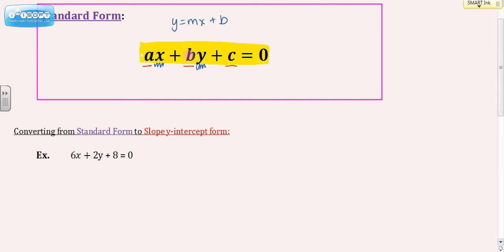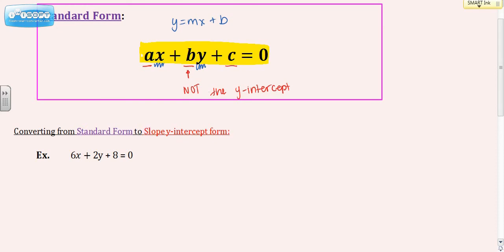This b does not represent the y-intercept. Please note that. This b here is not, and I repeat, not the y-intercept, like you would think from the slope y-intercept form. None of these numbers mean anything on their own. To get a meaningful equation, I have to convert from my standard form to my slope y-intercept form.